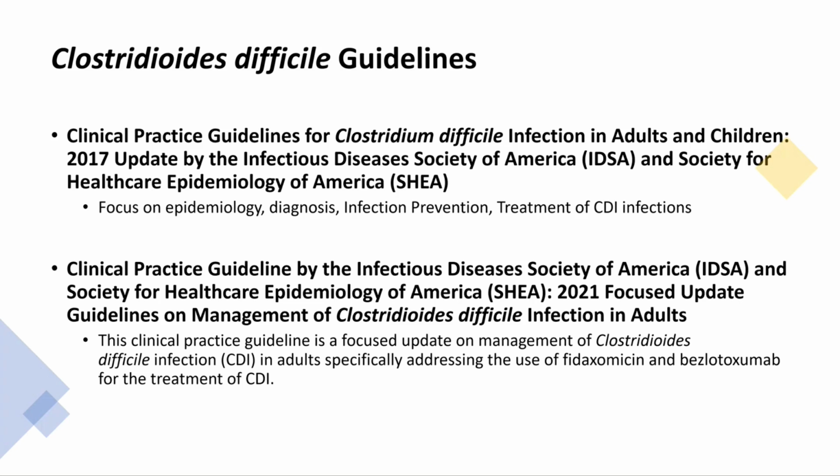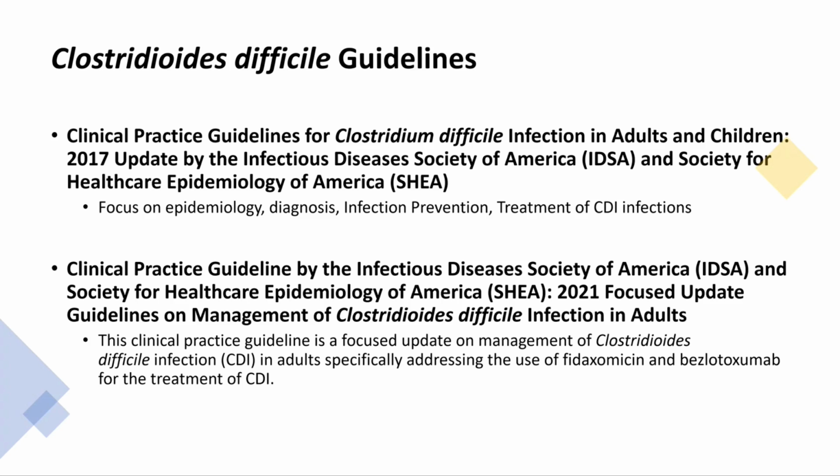So in 2017, IDSA and SHEA did a giant overhaul of C. diff recommendations. And they described things like the appropriate testing, when people should be tested for C. diff, defining different stages of C. diff, whether it's mild, severe, or fulminant. And then they had a whole section on treatment. They basically categorized treatment by whether it was mild C. diff, severe, or fulminant. And so that's changed a little bit with the guidelines revisions that was done in 2021.